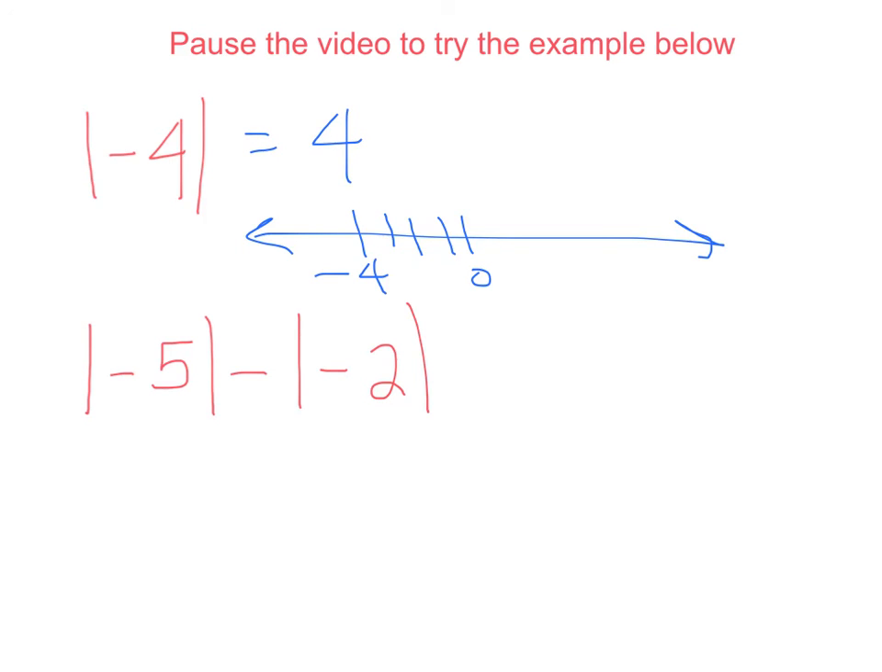Now the next one is actually using an operation with absolute values. So we have the absolute value of -5, which is 5, the absolute value of -2, which is 2, and they want us to subtract those. So now we have 5 minus 2, which is 3.